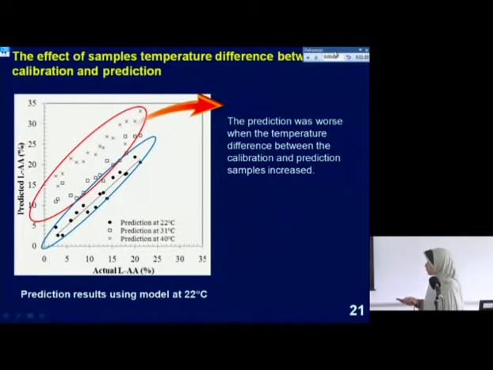And then this graph clearly illustrates the error of prediction in terms of bias. So, for example, using the local calibration model at 22 degrees Celsius, we obtain low bias. And then the bias gradually increases with the increase of temperature. So from this, we can see that the local calibration model cannot be used to predict the LAA of solutions at different temperature.